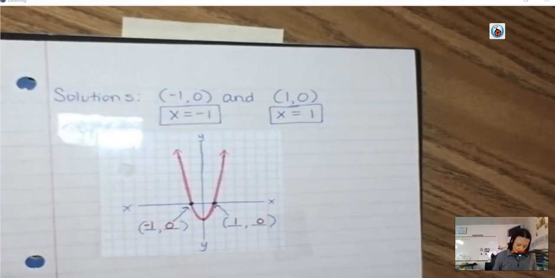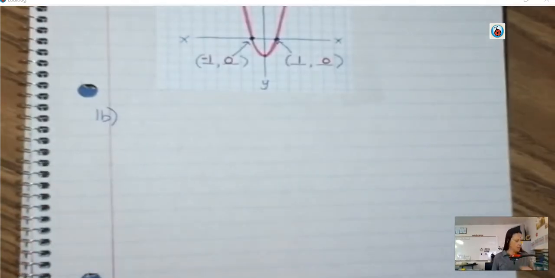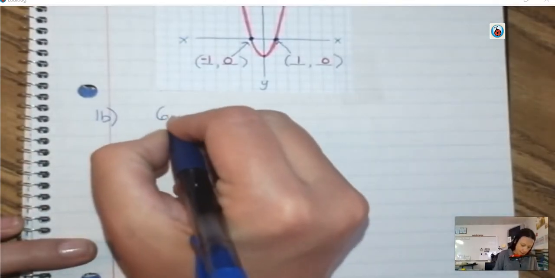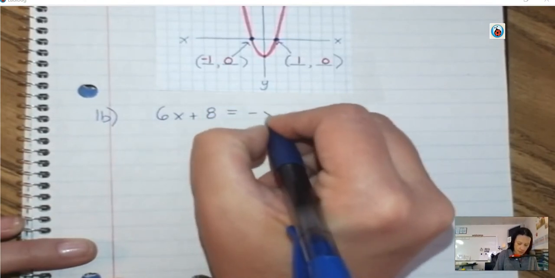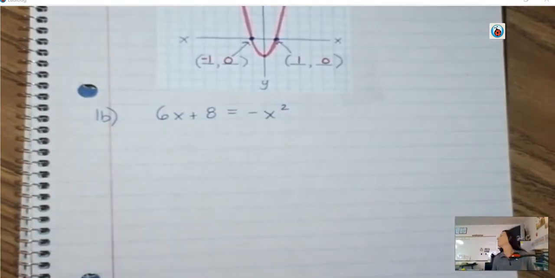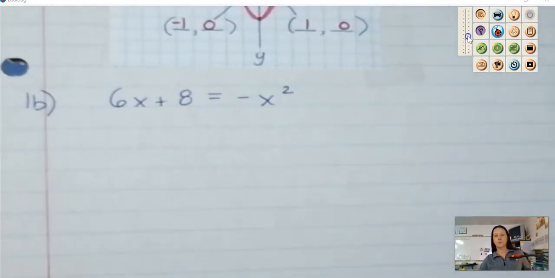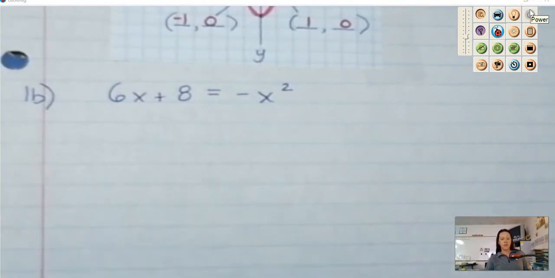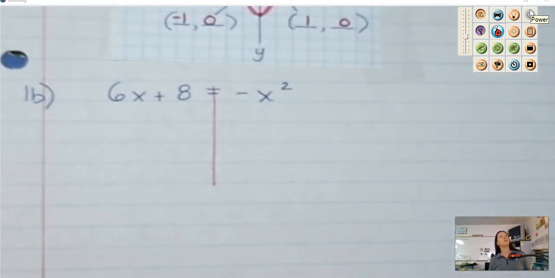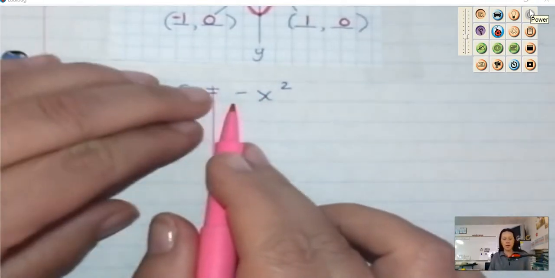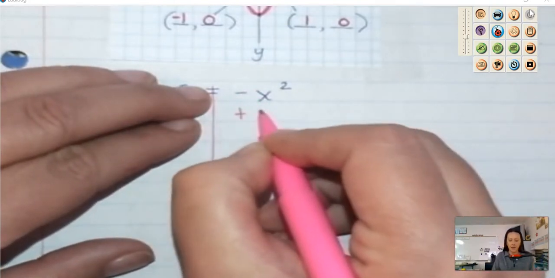This is 1b. 1b is 6x plus 8 equals -x squared. The first thing we always have to do is get it equal to 0. Right now it says -x squared. I need to get rid of a -x squared. So to get rid of a -x squared, I'm going to add x squared.